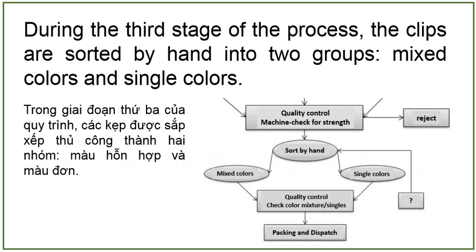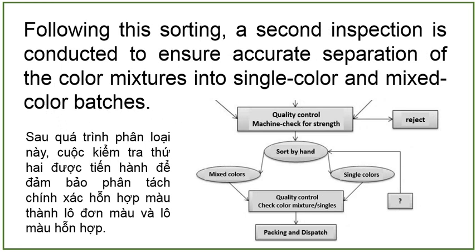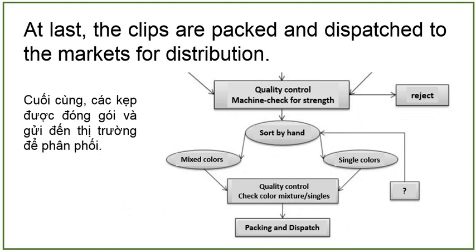During the 3rd stage of the process, the clips are sorted by hand into 2 groups: mixed colors and single colors. Following this sorting, a second inspection is conducted to ensure accurate separation of the color mixtures into single color and mixed color batches. At last, the clips are packed and dispatched to the markets for distribution.